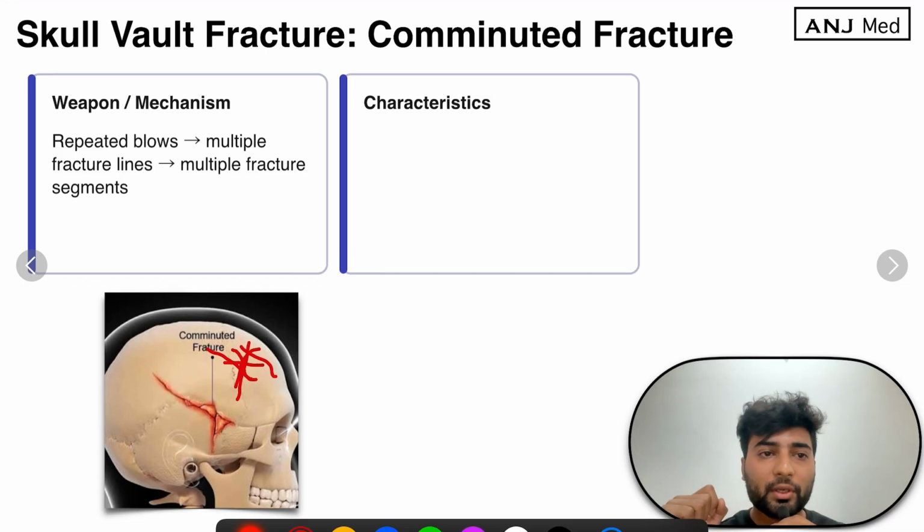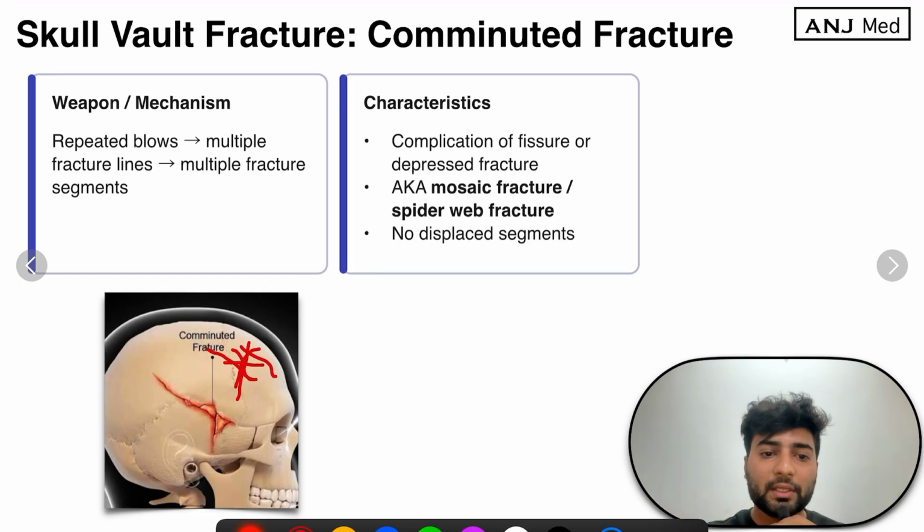So this is called what? Comminuted fracture. Now what are the characteristics of this? This fracture is also called mosaic fracture or spider web fracture. This part is looking like what? The web of a spider. Even here you can see there are no displaced segments.